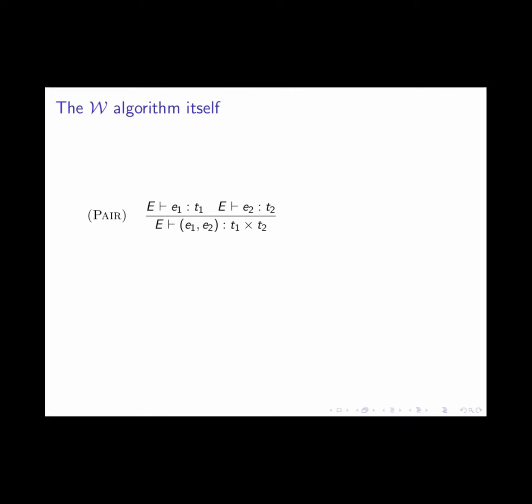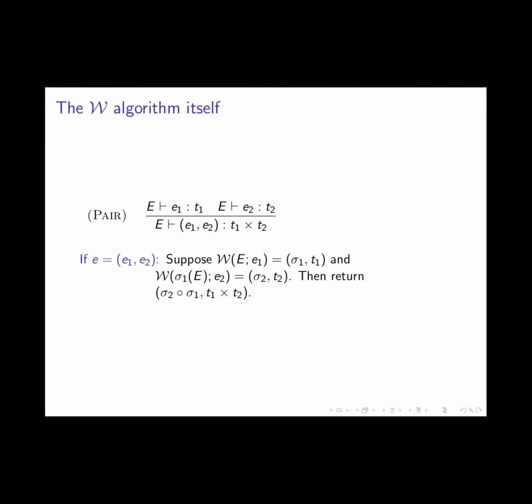Now the type rule for pairs is similar to the previous case, only simpler. The type of a pair E1, E2 is T1 times T2 if E1 has type T1 and E2 has type T2, all in the same environment E. So when we want to find the type of a pair, what do we do?